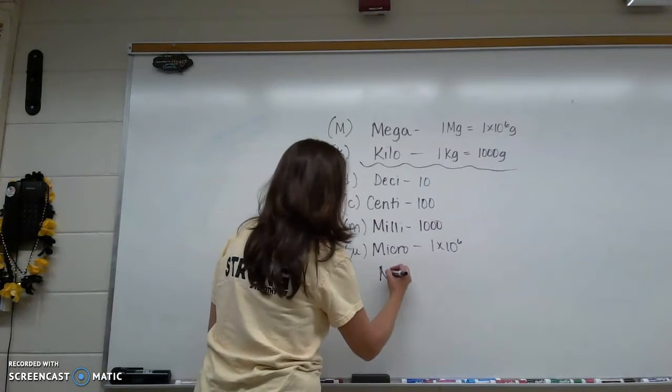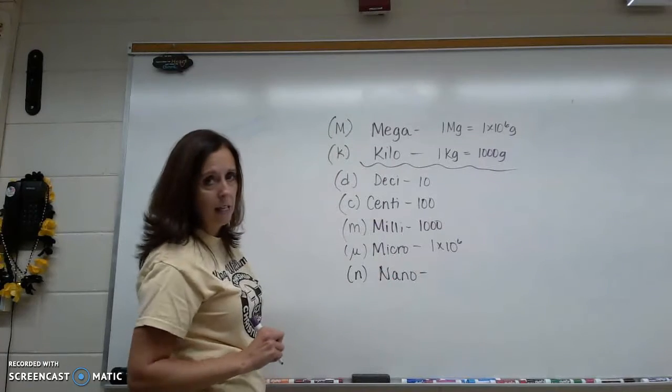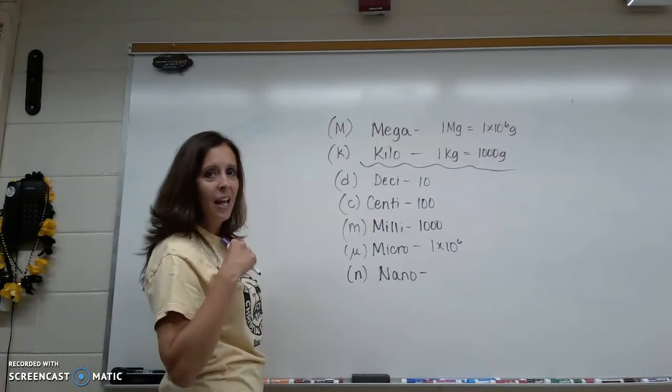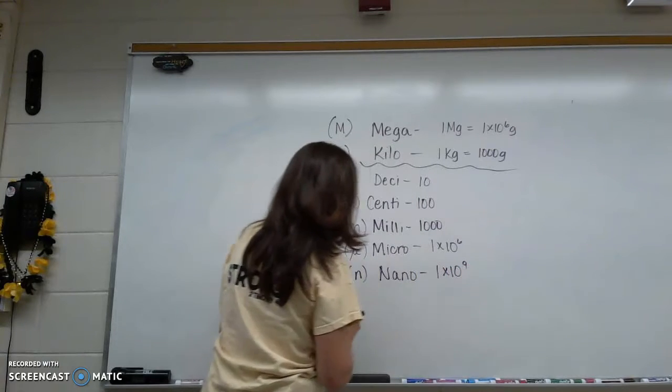Okay, next. Nano. Doesn't that just sound small? Nano, lowercase n. When I say nano, you say 9. Nano, 9, nano, 9. So nano is always 1 times 10 to the 9.